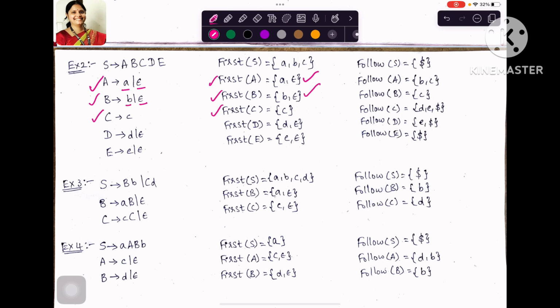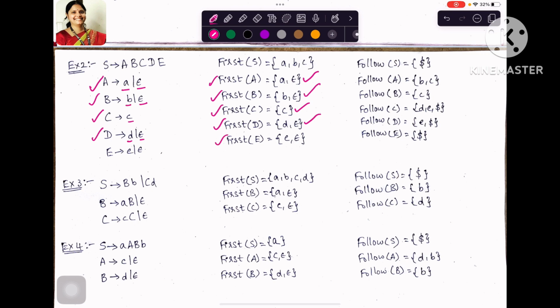So this is the C production. C produces small c, so this is the first of C. Let us find out first of D. This is the D production, and D has two productions, D and epsilon, so both we should write in the result. First of D is D comma epsilon.